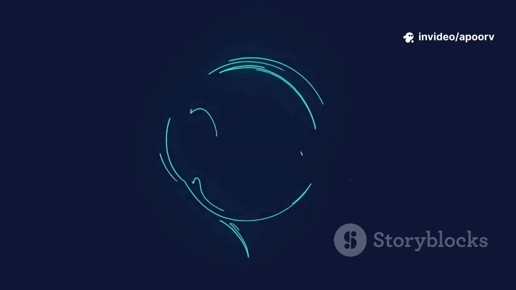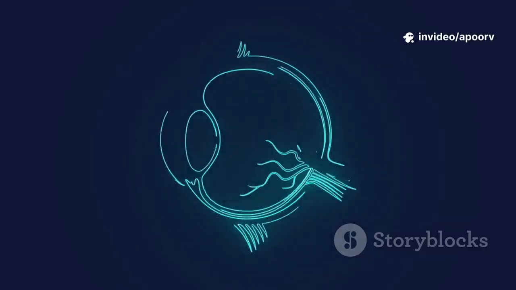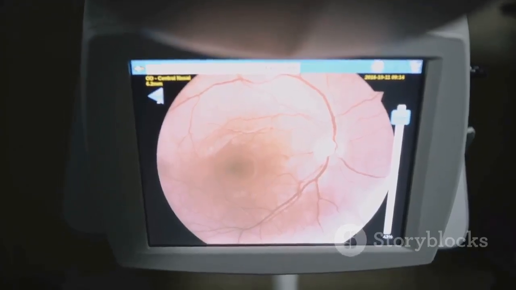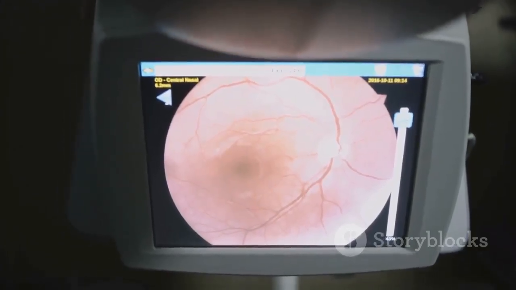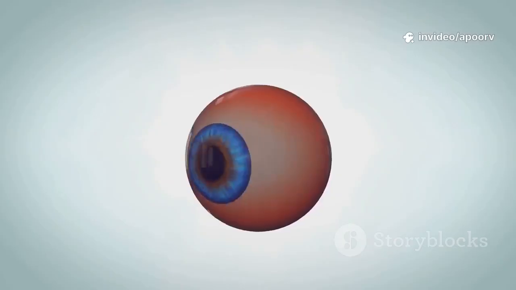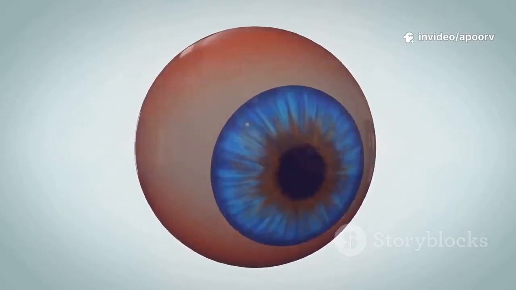When light hits the retina, these cells convert it into electrical signals. At the center of the retina is the macula, which is responsible for our sharp, detailed central vision that we use for reading and driving. So how does this all come together to create vision?